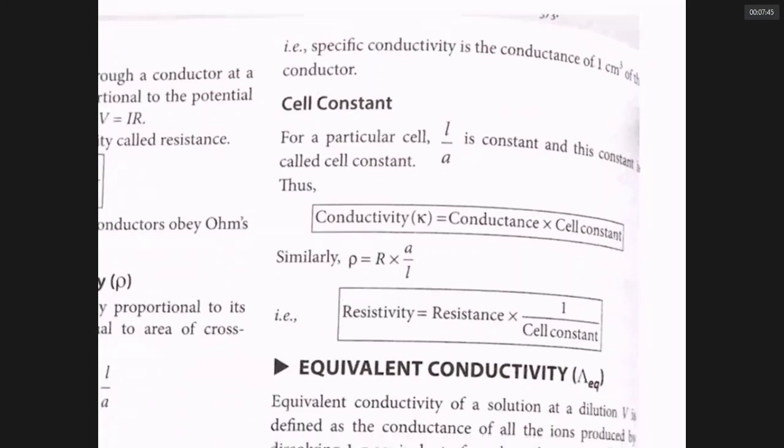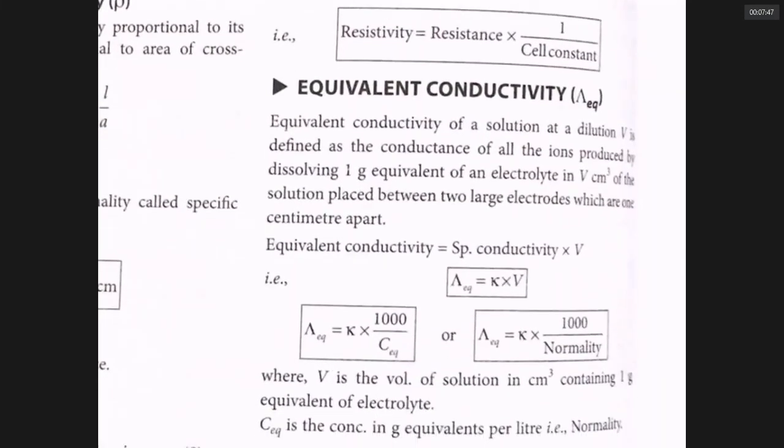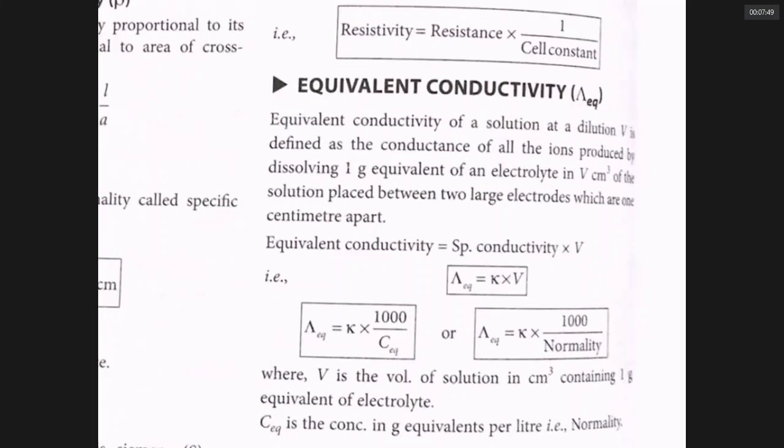Now, our interest is, what is the equivalent conductivity? Equivalent conductivity of a solution at a dilution V is defined as the conductance due to all ions produced by dissolving 1 gram equivalent weight of an electrolyte in V centimeter cube. That can be 1000 ml, 10,000 ml, 20,000 ml, your wish, of the solution placed between two large electrodes which are 1 centimeter apart.